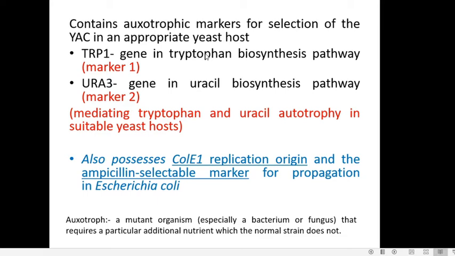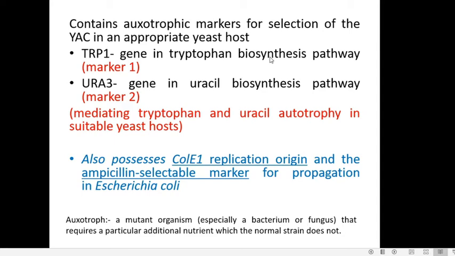But a host cell which has taken up YAC will have the TRP1 gene. So it will now be able to grow in this tryptophan-deficient medium because it has the TRP1 gene which is there in the YAC vector. It will grow in tryptophan-deficient medium because of the presence of this gene, by which it will be able to synthesize tryptophan. That is why it is called an auxotrophic marker.